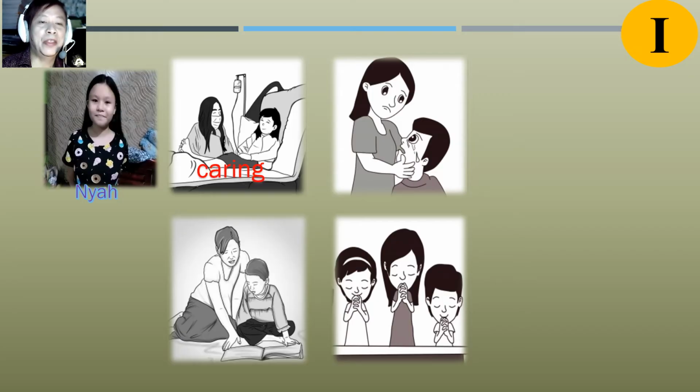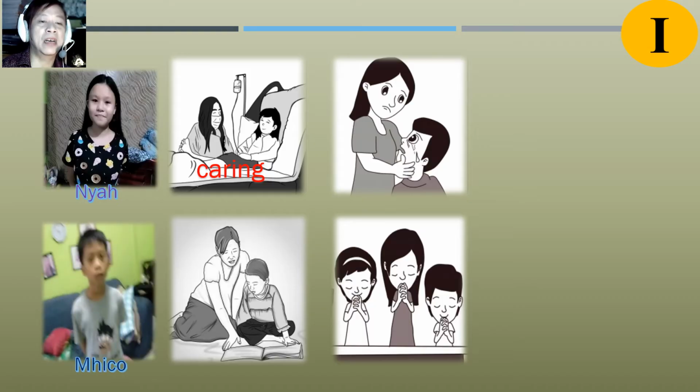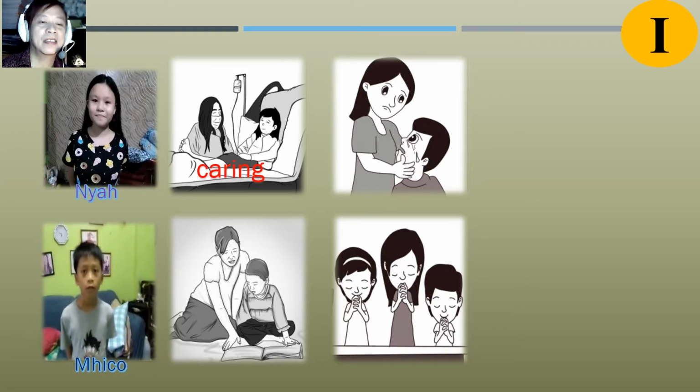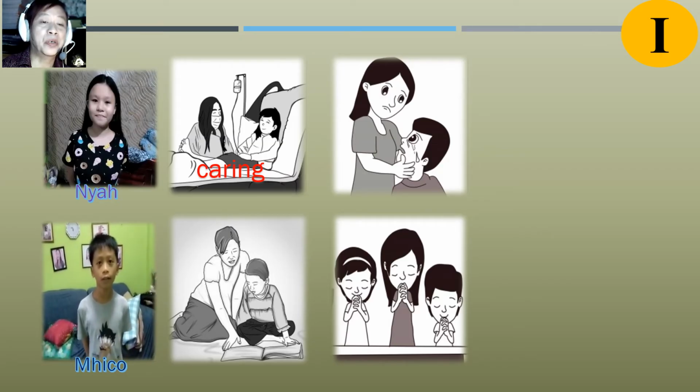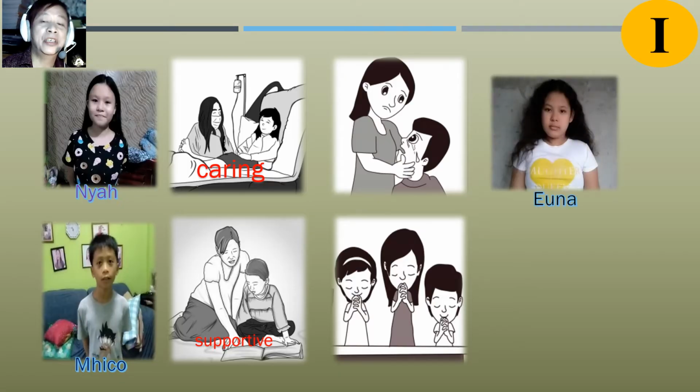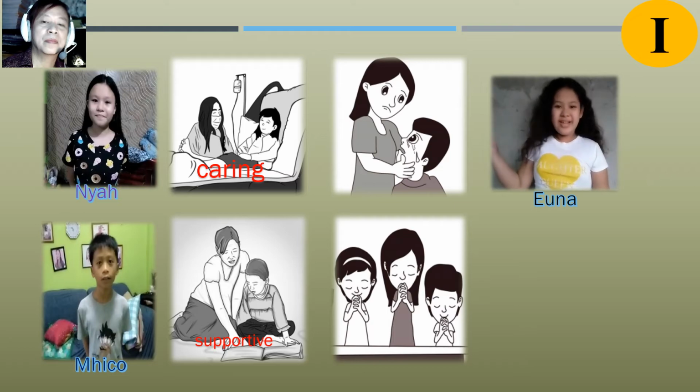We'll now proceed to illustration number 2. Let's call in Miko. The mother is sending her son to study the lesson. Very good. And we'll now have illustration number 3. Let's call in Yuna. Here, the mother is supporting her son. Good job.